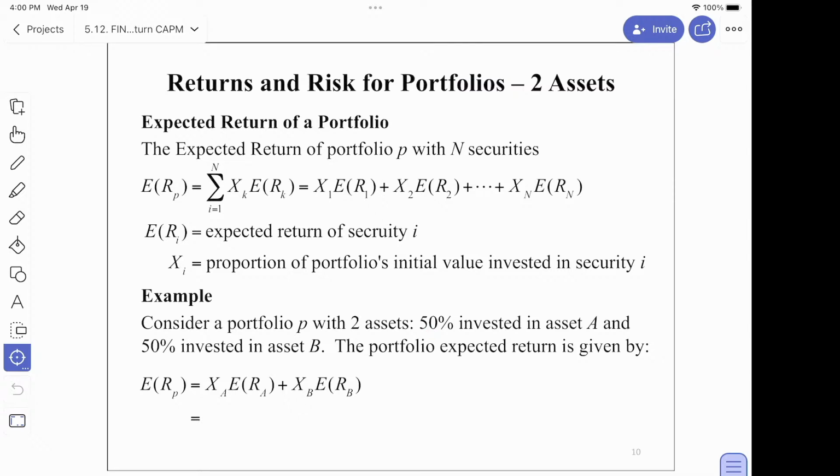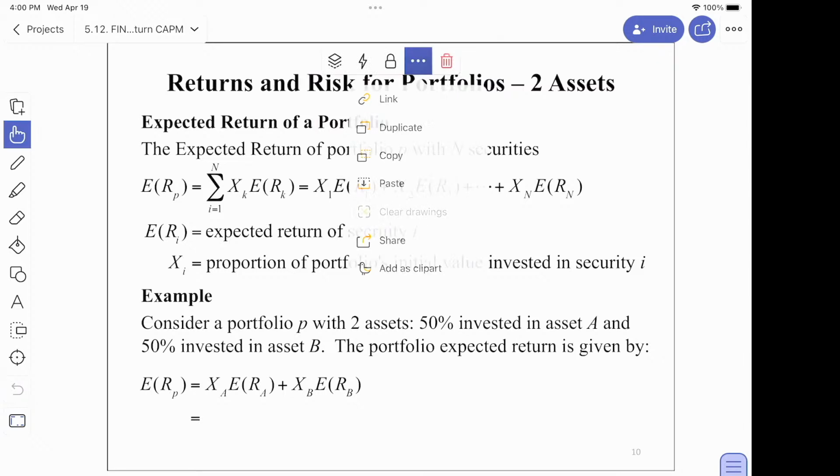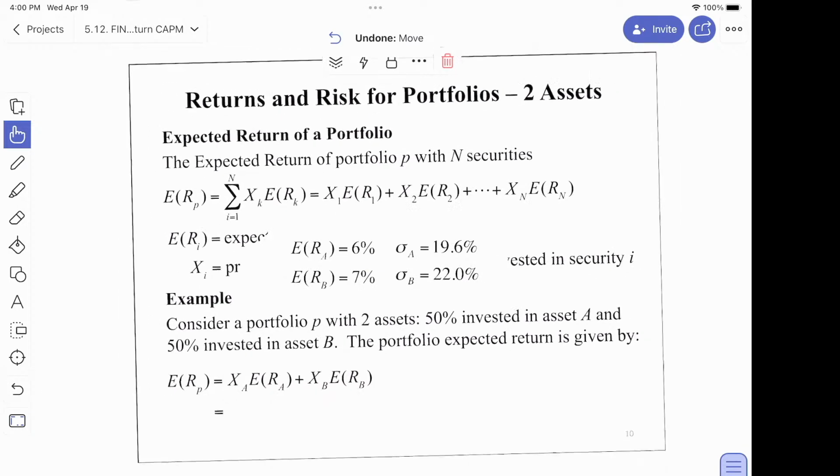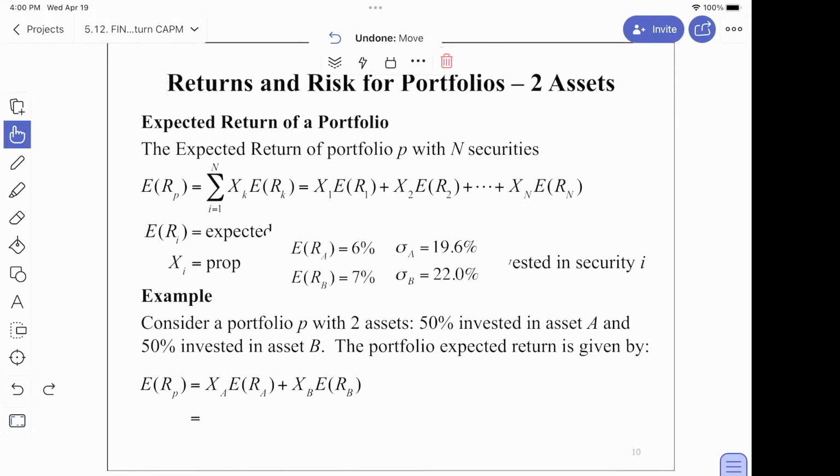And I'm going to invest 50% in A and 50% in B. And I'm going to use the data that we already saw. Let's see if I can do it here. I can do it. It's going to work now. No, I'm not sure what I'm doing wrong. Let me copy them out anyway.